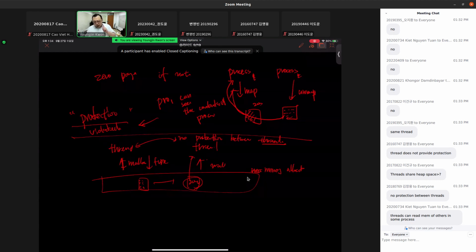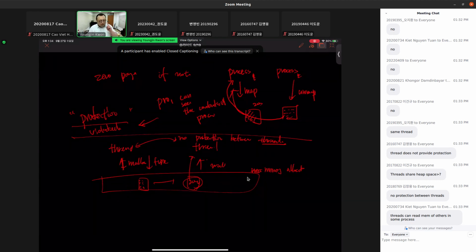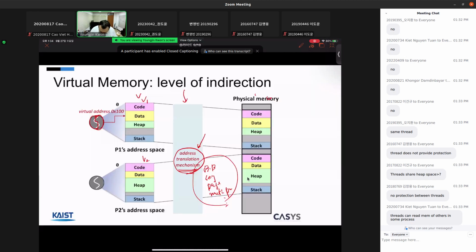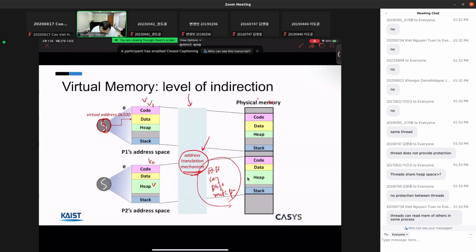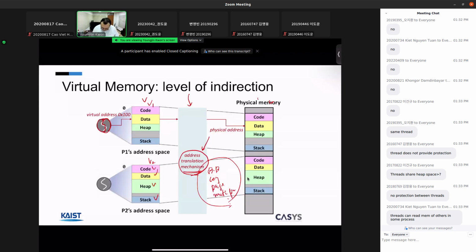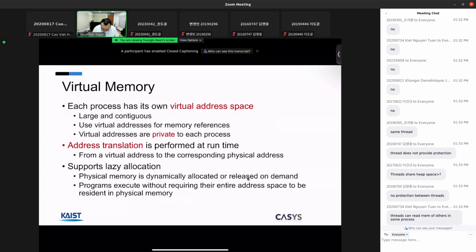So zeroing only happens when allocating the dynamic part of the address space, which is heap and stack. When allocating heap and stack, the operating system zeroes. For code and data, the operating system reads data from the binary. They're two different. Okay, so that was one important thing for virtual memory. That leads to this basic design concept. This is a recap of virtual memory design.